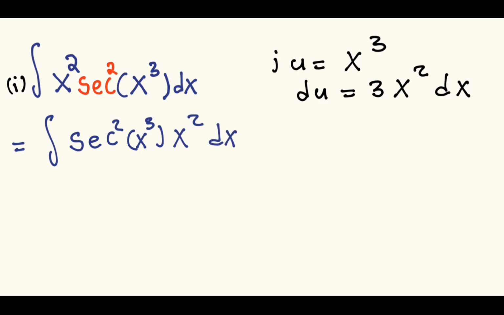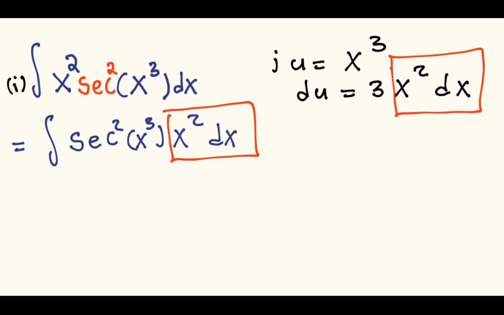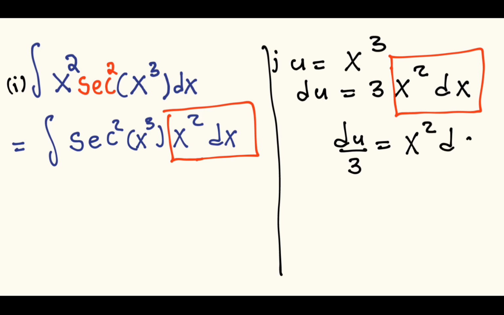And from here we use the mirror method, where we can see that we have x squared dx here, and also we have x squared dx as part of the du. So in order for us to substitute x squared dx, let's divide through by 3, such that you have du over 3 is equal to x squared dx. So in the place of this x squared dx, we will substitute du over 3.